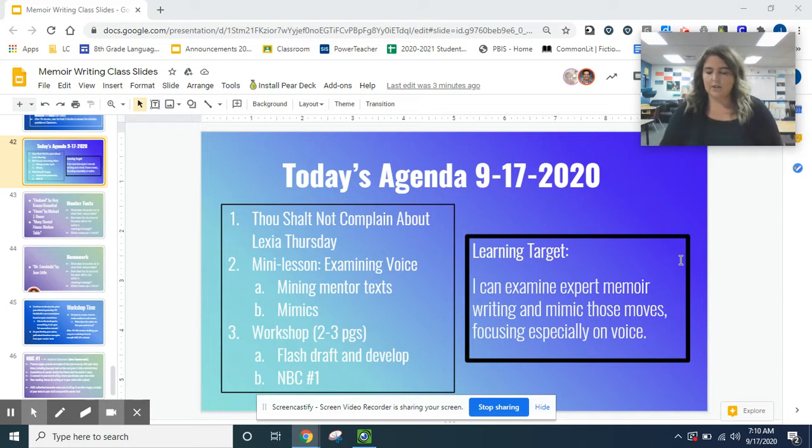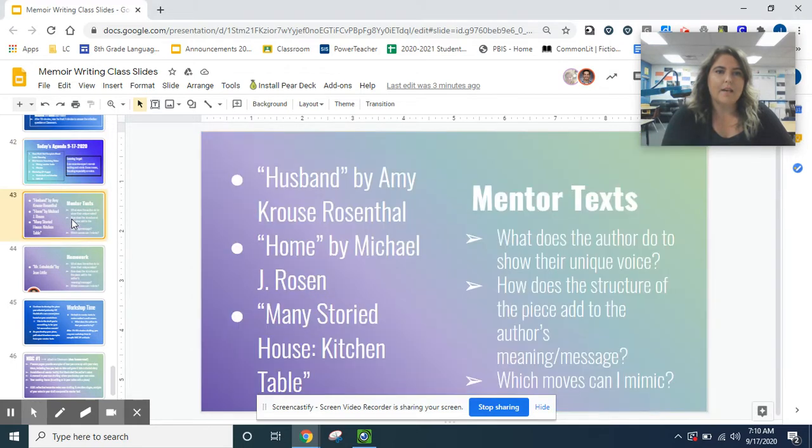So go ahead and turn. It's towards the back of your packet. You're going to be looking for a text titled Husband. It's in the section that is from the Encyclopedia of an Extraordinary Life by Amy Rosenthal. So these are going to be our anchor texts today that we look at, and these are the 3 that we'll look at together.